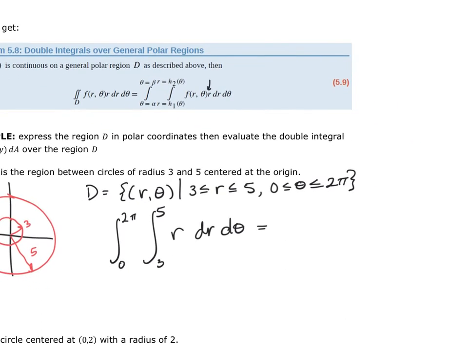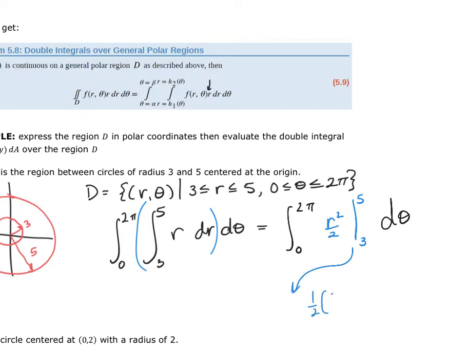Then I'm going to do my usual integration, so I'm going to integrate from 0 to 2 pi. I'm going to integrate this first, and I'm going to get r squared divided by 2, evaluated from 3 to 5, d theta. As you know, I like to do this separately. So I have 1/2, 5 squared minus 3 squared. This is going to give me 16 over 2, which is equal to 8.